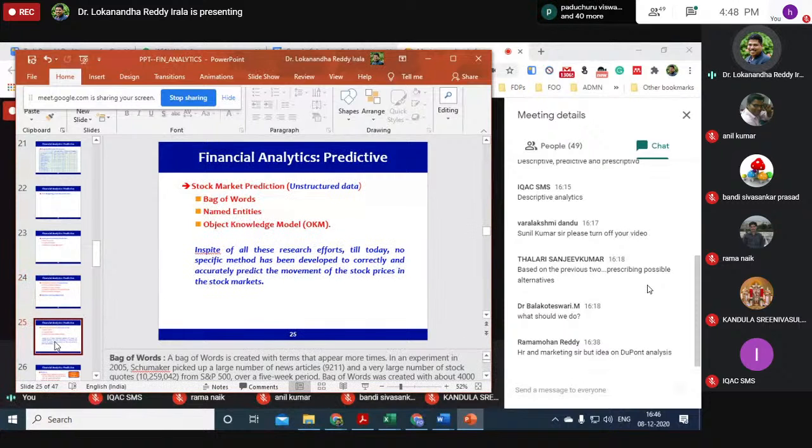Whereas for the machine learning algorithms which do stock market prediction from unstructured data, we have techniques called bag of words, named entities, and the object knowledge model, OKM. The point here is, in spite of all these research efforts, till today no specific method has been developed to correctly and accurately predict the movement of stock prices in the stock markets.